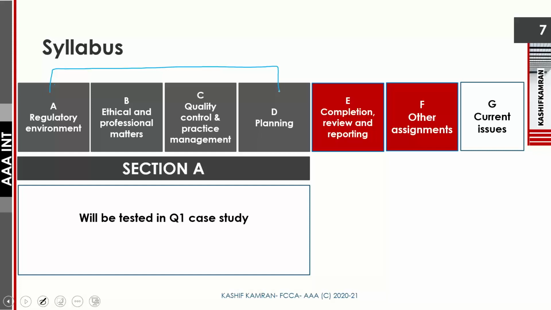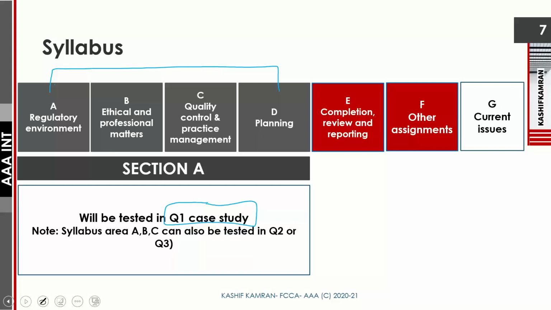The examiner says they will be tested in the question 1 case study. But then you have to be very watchful. Not just will be tested in the question 1 case study. You look at the note after that. The note says syllabus area A, syllabus area B, and syllabus area C can also be tested in question 2 and question 3. The examiner is saying syllabus area A, B, and C can also be tested in question 2 or 3.